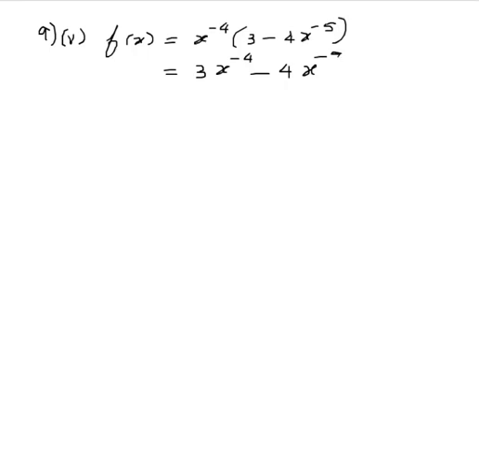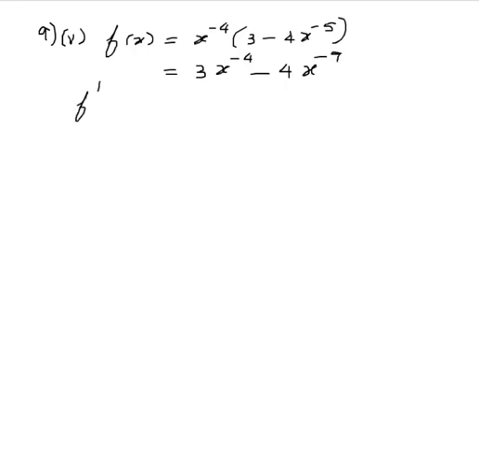Ninth question, fifth subdivision. f of x is equal to x raised to minus 4 into (3 minus 4x raised to minus 5). We will open the brackets. 3 times x raised to minus 4 minus 4 times, add the exponents, minus 4 minus 5 is minus 9.